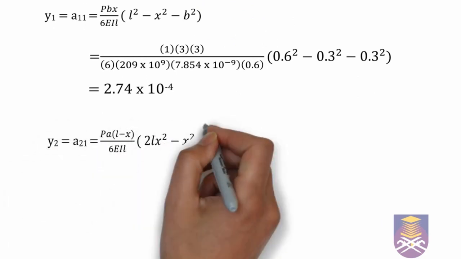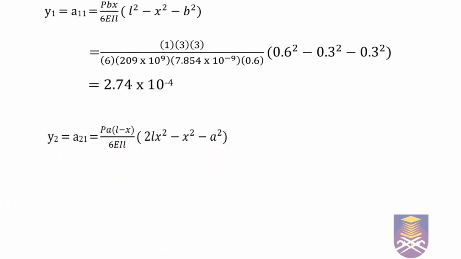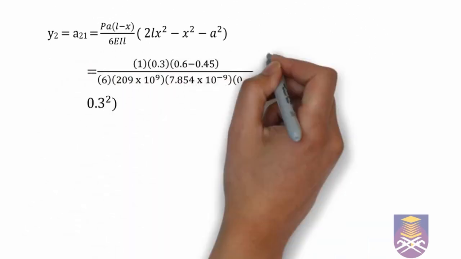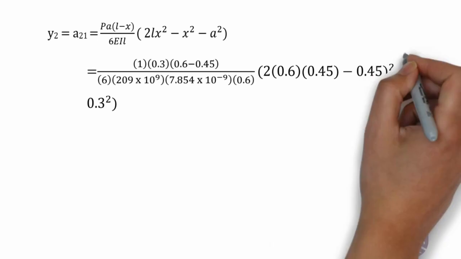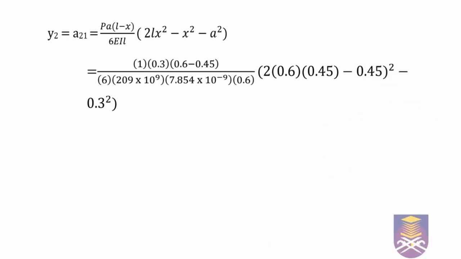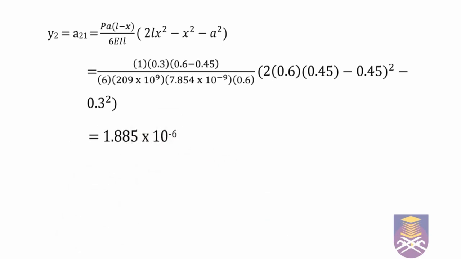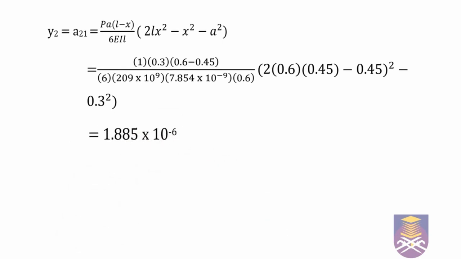Next, we do the same on A21. Apply the values and we get A21 equals to 1.885 times 10 power of negative 6.